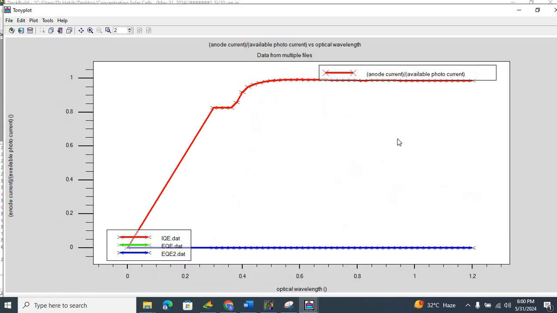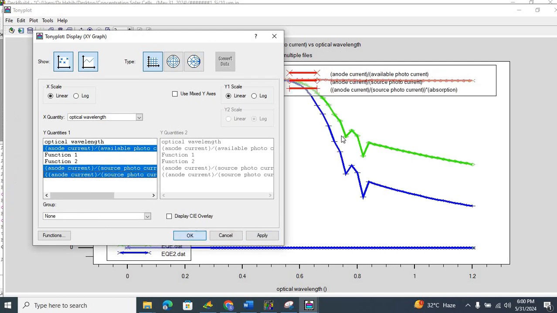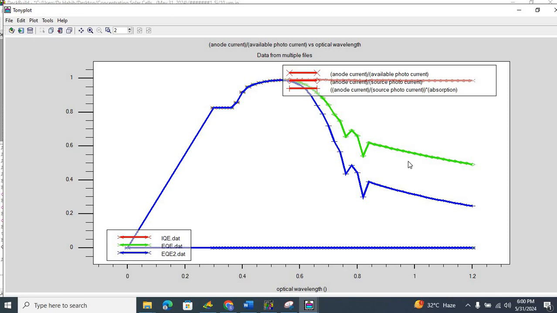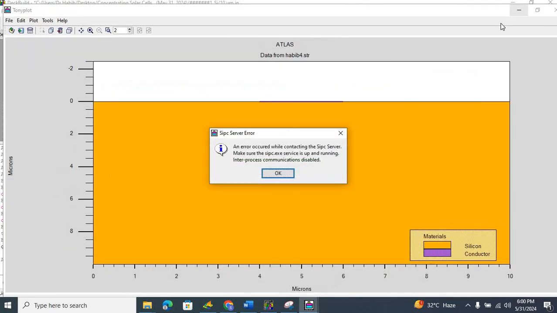Similarly, we can also see the internal and external quantum efficiencies. As we can see, the external quantum efficiencies are lower as compared to the internal quantum efficiencies. This blue trace over here also takes into account the losses due to incomplete absorption. But I'm more interested in looking at the figures of merit.